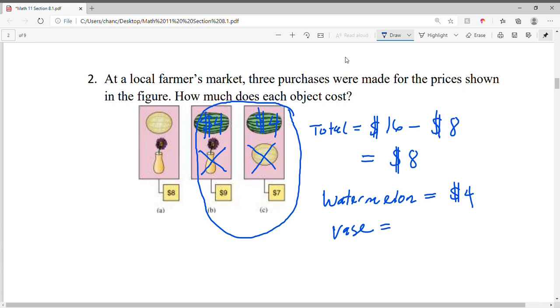For the vase, I know the vase must be $5 because a watermelon and a vase together totals $9. So the vase must be $5. The cantaloupe must be equal to $3. The reason for that is a watermelon is $4 and the only way to add up to $7 is the price of the cantaloupe must be $3.